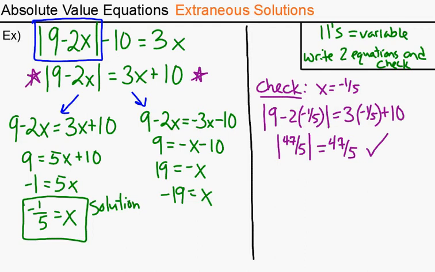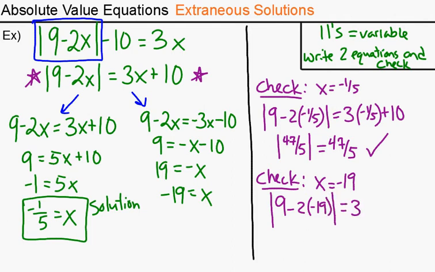I have one more thing I need to check. Let's check the other possible solution. And that one was x equals negative 19. So let's plug it into both sides. Absolute value of 9 minus 2 times negative 19 equals 3 times negative 19 plus 10. It's a decent amount of work, but it's going to show us if we're right every single time. So on the left-hand side, you get the absolute value of 47, which is positive 47. And on the right-hand side, if I plug that all into a calculator, I get negative 47.